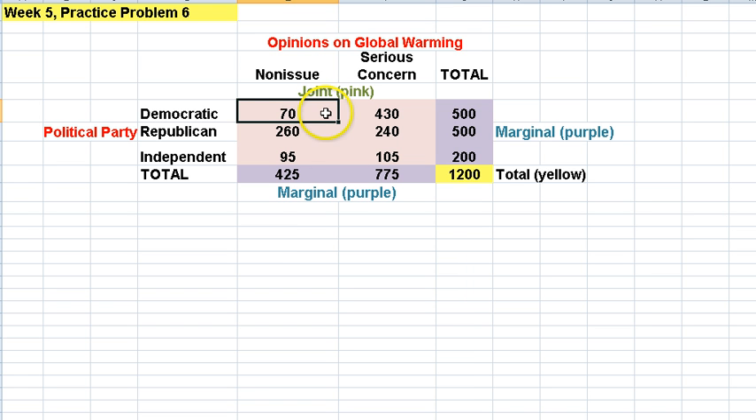Let's look at the number 70. 70 indicates that 70 people responded that they were affiliated with the Democratic Party and that global warming was a non-issue for them. Now let's look at number 105, and this means that 105 respondents indicated that global warming was a serious concern and they were affiliated with the Independent Party. So joint values are 2 values or 2 events.